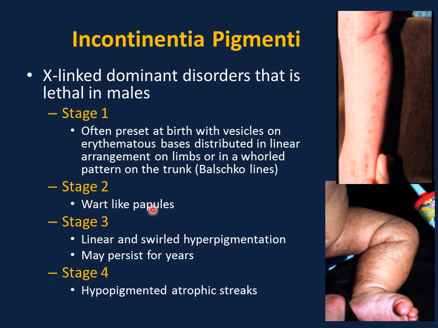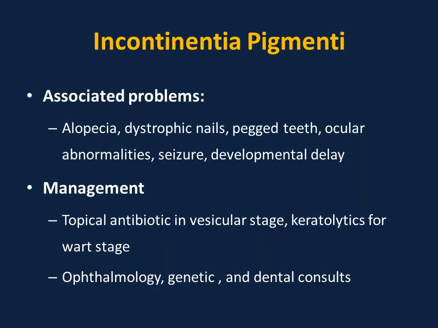Stage 2 will be wart-like papules. Stage 3 will be linear and swirled hyperpigmentation as you see here. Stage 4 is hypopigmented atrophic streaks. Common associated problems with incontinentia pigmenti: alopecia, dystrophic nails, pegged teeth, ocular abnormalities, seizures, and developmental delay.